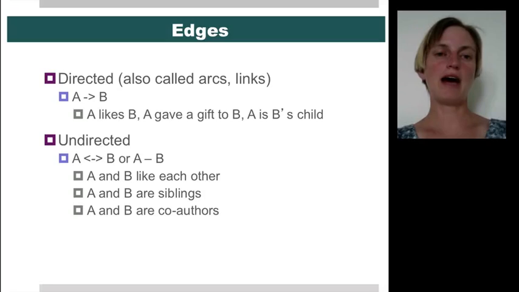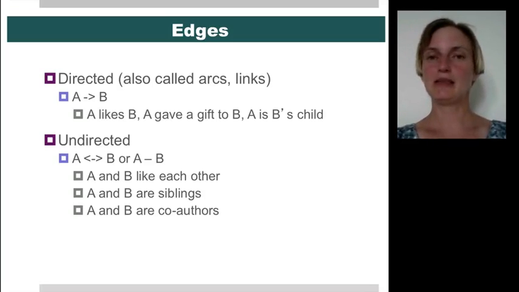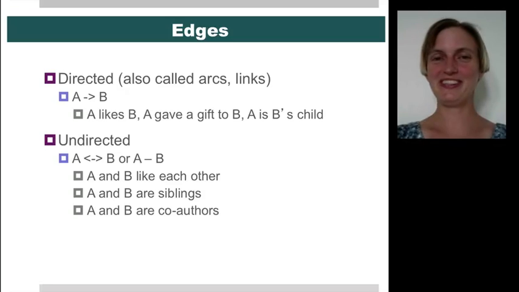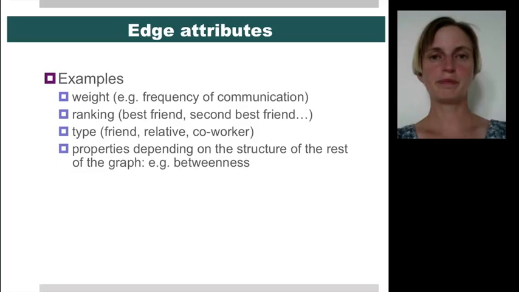You can also have undirected edges. For example, A and B like each other. Of course, these relationships aren't always symmetric, as we saw in the Dining Table Partners network and actually in many social networks, but sometimes the feelings are mutual, and so it can be treated as undirected. You can have A and B who are siblings, or A and B who have co-authored papers, for example.